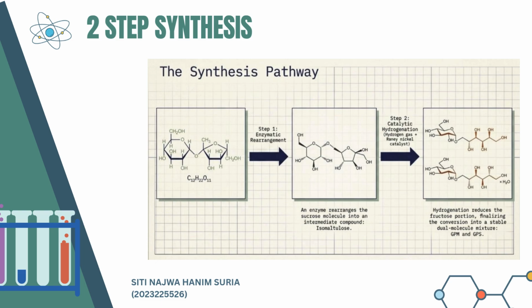To reinforce this process, the transformation is a deliberate two-step chemical evolution. By utilizing enzymatic precision followed by catalytic reduction, we effectively alter the sugar's bond structure to create a product that behaves very differently from standard table sugar in both the lab and the body.